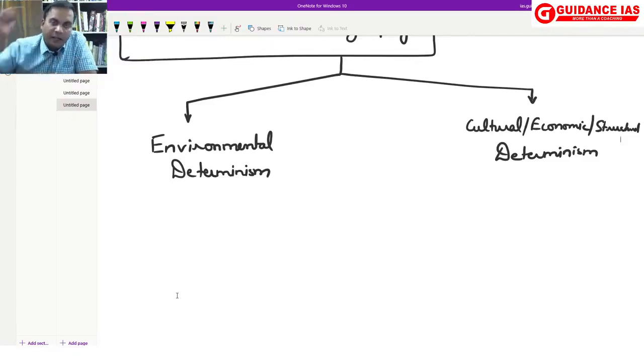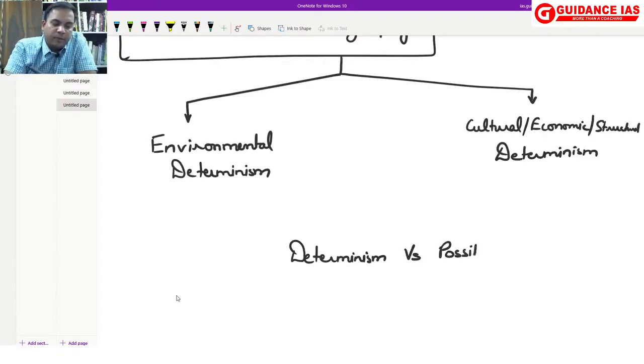Now see where the confusion arises when we are talking about this. The confusion arises because most of the time in the syllabus or books, leave the syllabus, books of geography, they are just writing determinism versus possibilism. Determinism versus possibilism. Ideally, what should have been written? Tell me. Ideally, what should have been written?